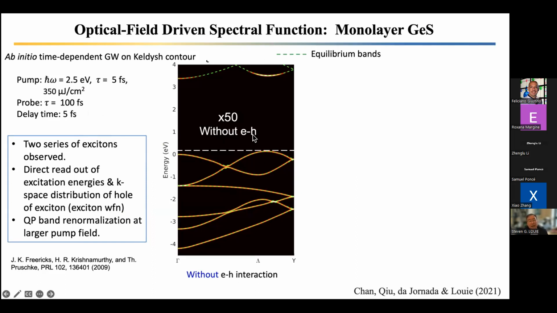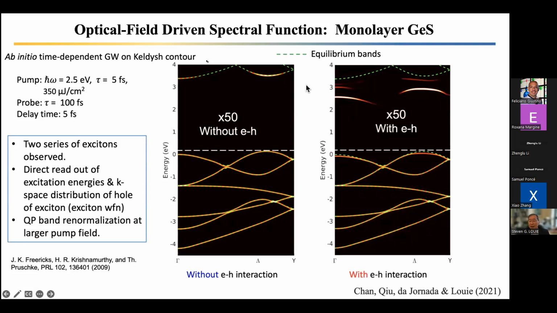So this figure shows the spectrum, the hole spectrum, in the case when we neglect electron-hole interaction. So what you see is a spectrum that looks very similar to what one expects. These are the occupied bands. And you see some of the unoccupied conduction band because of the pump pulse excitation.